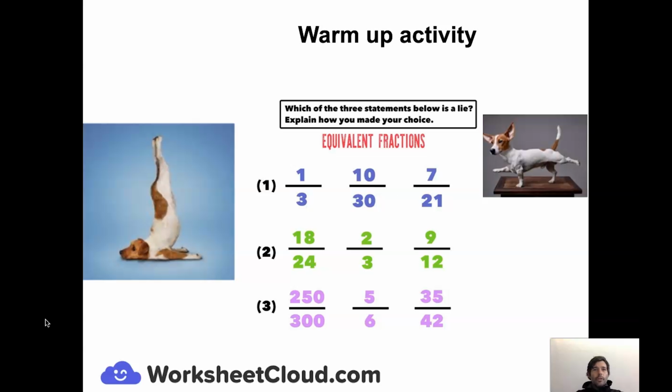Okay, so on your screen you've got three statements. One of those statements is a lie. You need to figure out which one is a lie, and you need to tell me why. Press pause, go work it out, and then press play to see how you got on.